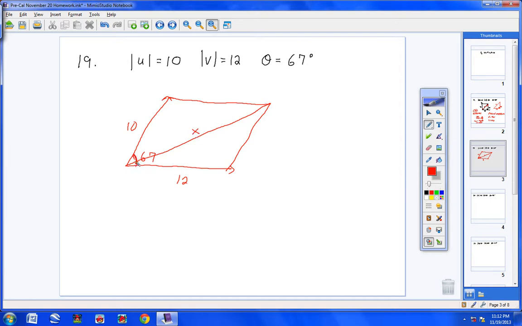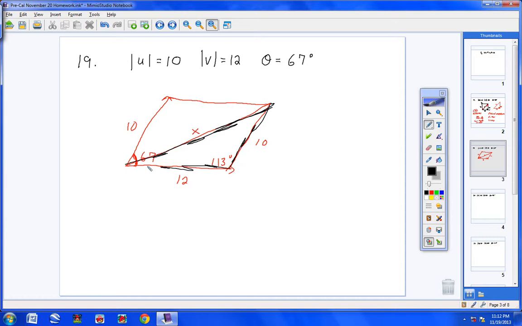Now this whole angle here is 67. Remember, in a parallelogram, consecutive angles are supplementary. So this angle right over here has to be 113 degrees, because 113 plus 67 is 180. If this side right here is a length of 10, then I'm going to put a 10 right here. And now look at this triangle. I'm going to highlight in black this triangle right here.